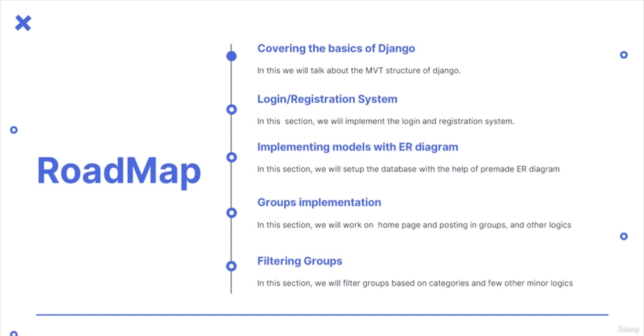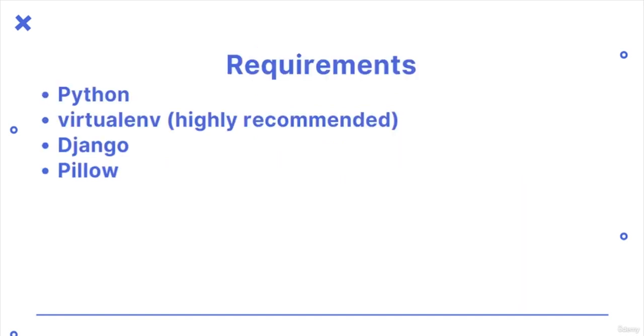Okay. And next we'll talk about the groups implementation. So we'll perform all the posts and adding, joining group, and so on. And filtering groups, finally we'll just filter groups based on categories and other things.